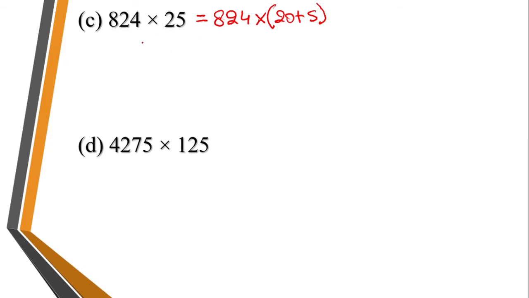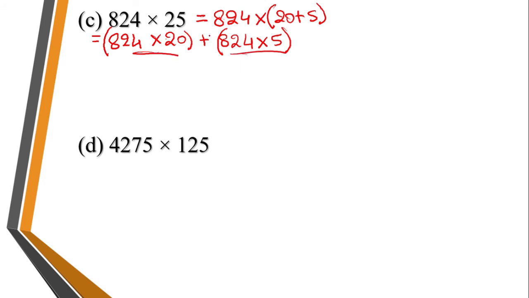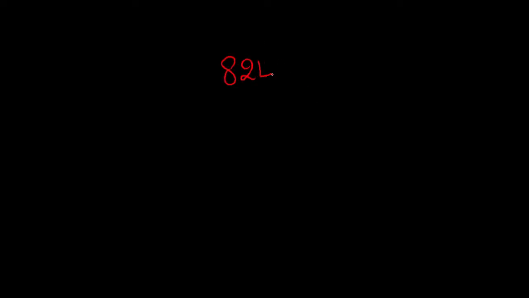Now, so what does it mean? It means 824 into 20 plus 824 into 5. Right. Now here, first we should multiply it with 20 and then multiply it with 5 and then we should add the two products. Now first let's multiply it with 20. So we should do 824 multiplied by 20.